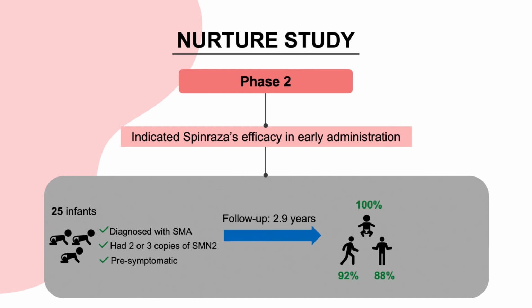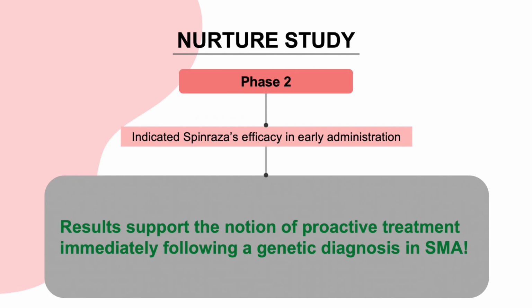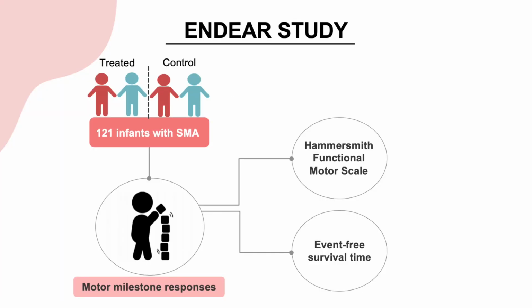With a median follow-up time of 2.9 years, all participants were able to sit without support, while 92% walked with assistance, and 88% were able to walk independently. However, 8 infants reported adverse events following treatment possibly related to Spinraza. Despite this, researchers indicate that these results support the notion of proactive treatment immediately following a genetic diagnosis of SMA.